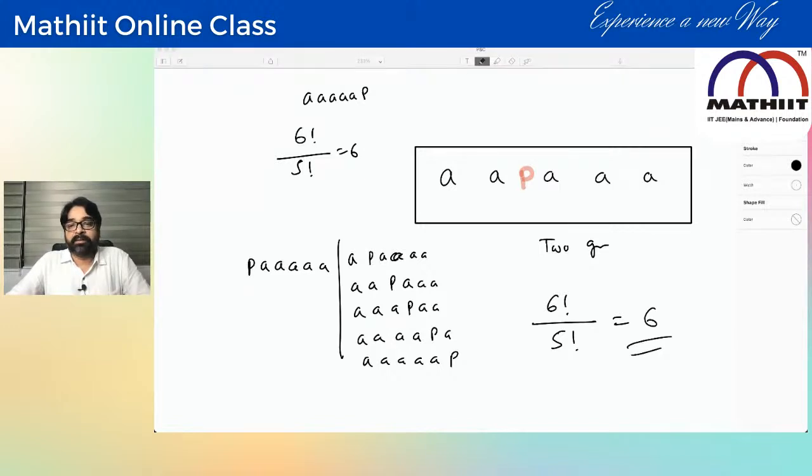Am I clear? Right? So this simple logic we have to do. If objects are identical, just insert the partition P and then arrange them. That gives the answer. But in this case, an empty group is allowed. Be clear, an empty group may happen. Zero objects also can happen.